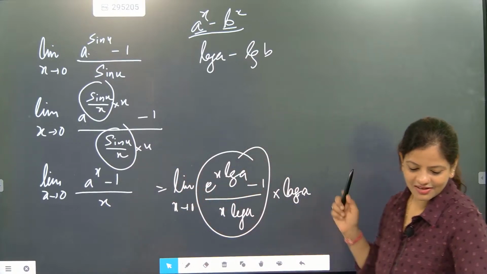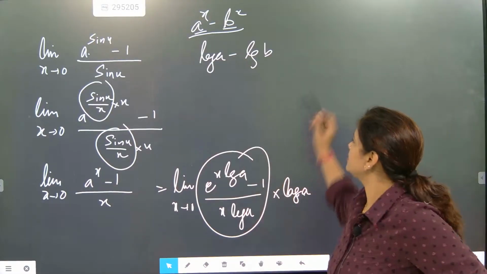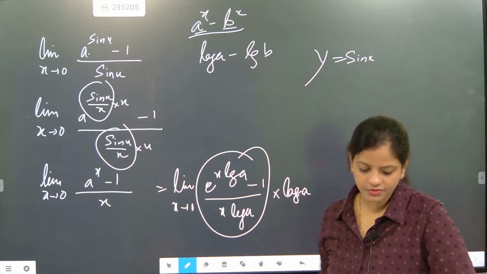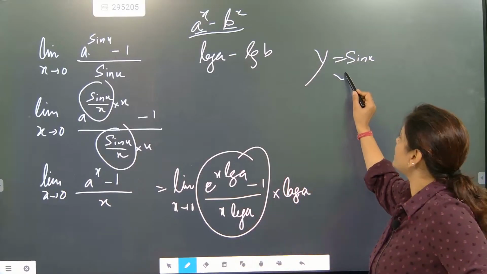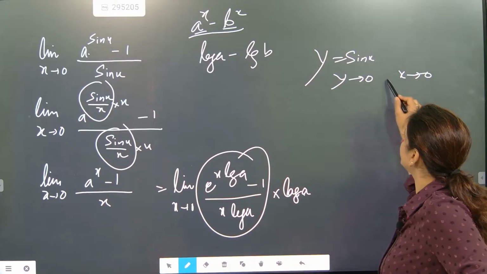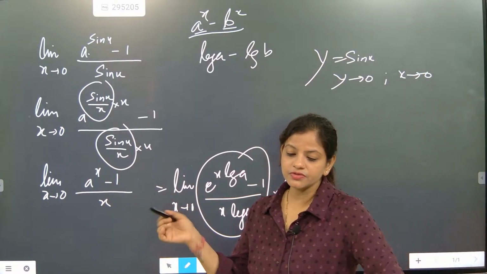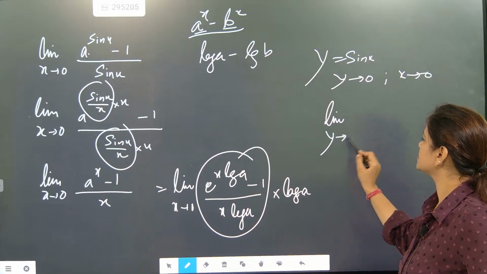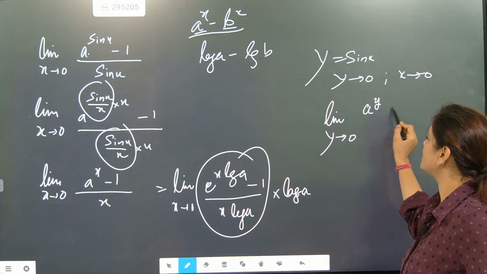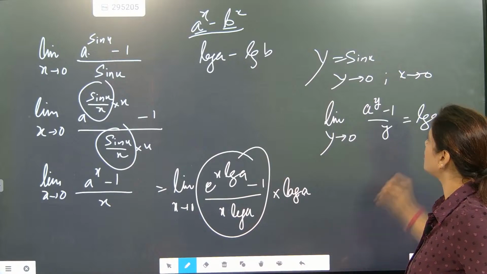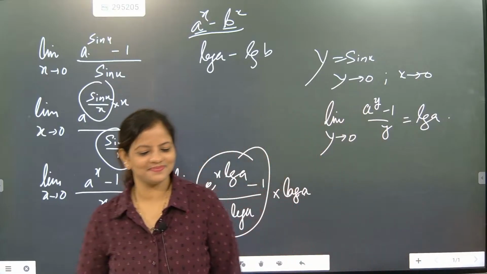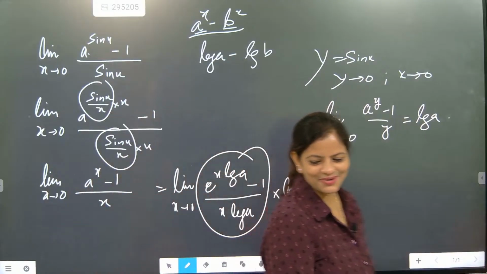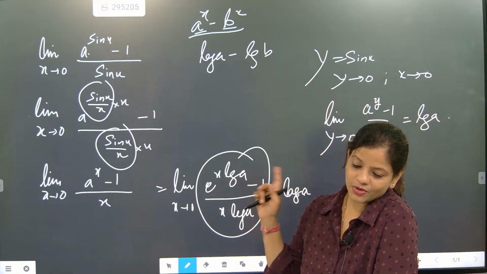Okay, so now look here. Another thing is, if we can do it in the shortest way, then y will be equal to sin x. You need to understand that since y will be tending to 0, x will also be tending to 0. Understood? Because x tends to 0, y will also tend to 0. So here it will become a to the power y minus 1 by y, and then the answer will become log a. But this is also okay. I like this step, seriously, for Jugado questions.